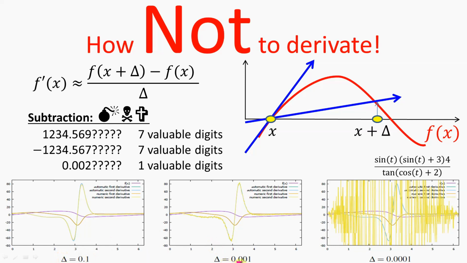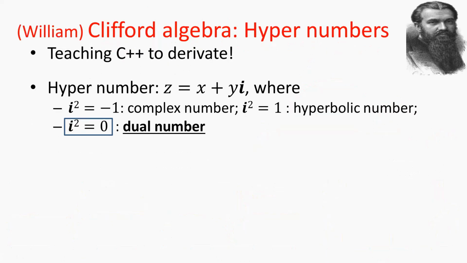When the delta is 0.001, the problem at the high curvature region disappears, but the result becomes hairy, and it will be a complete mess when the delta is as small as 0.0001, because we have lost all the valuable digits in the derivative computation. So the solution is to compute derivatives analytically without any questionable numeric approximation.